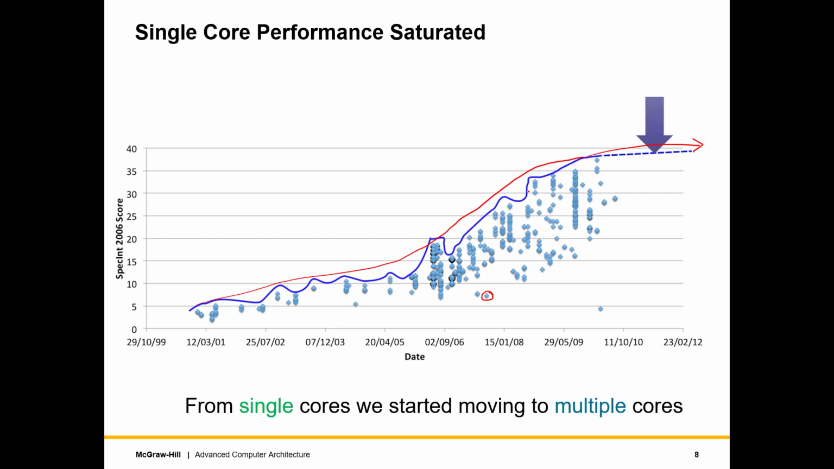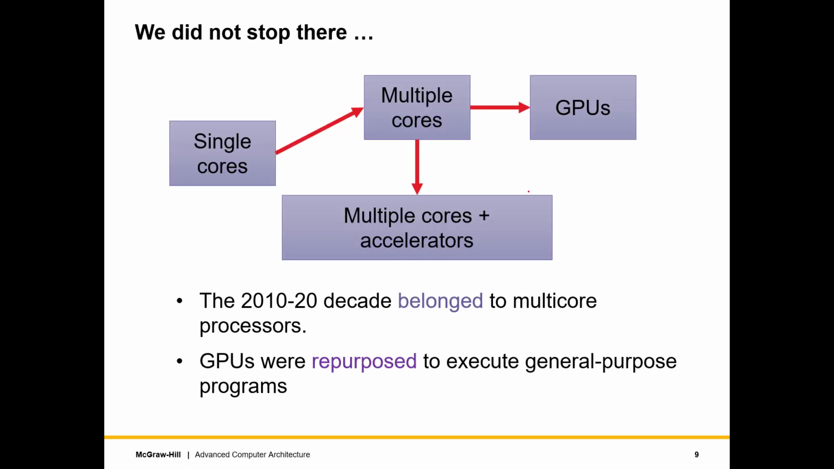A core, we will define it more formally, but for now think of it as a pipeline and a cache, the combo of a pipeline and a cache. So a single core or a single processor, its performance saturated a decade ago. And after that, development in that area got stalled because of saturation. So what people moved to was multi-core processors. From single cores, they moved up the hierarchy, up the chain, and went to multi-core processors.